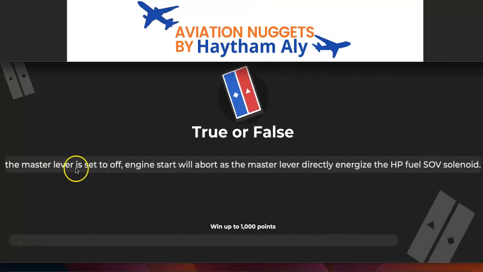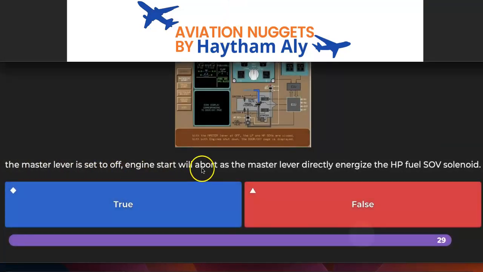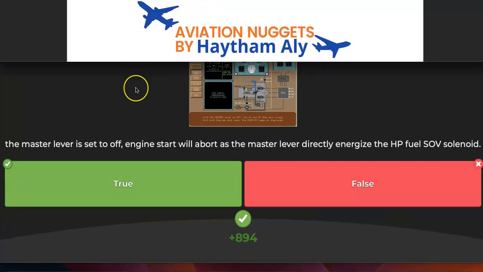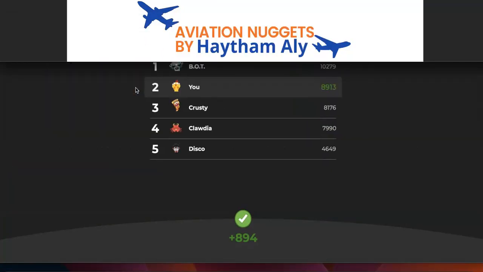Next question. The master lever is set to off. Engine start will abort as the master lever directly energizes the high pressure fuel shut-off valve solenoid. This statement is very true. Yes, the high pressure fuel shut-off valve on the engine is directly closed with the master lever. Releasing the fire push button in case of fire only closes the low pressure fuel valve. The low pressure fuel valve may be closed by the master lever off or by releasing the fire push button. But the high pressure fuel shut-off valve on the engine will only close with the master lever. Master lever on.